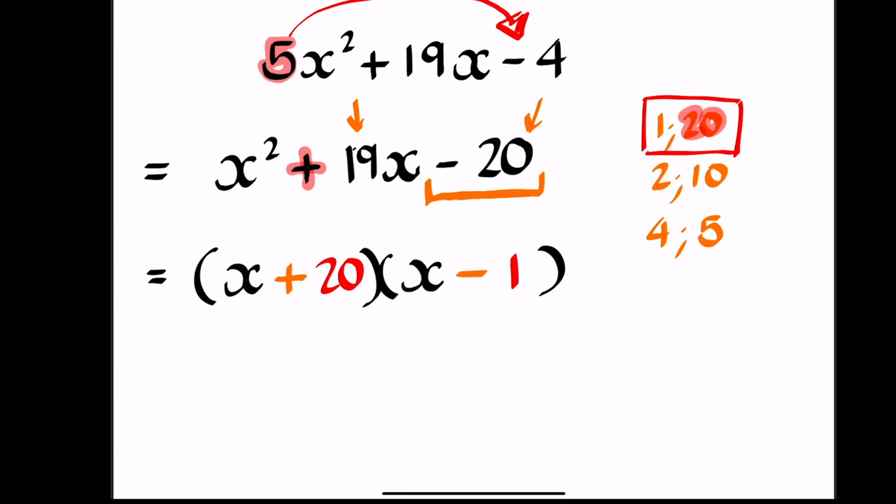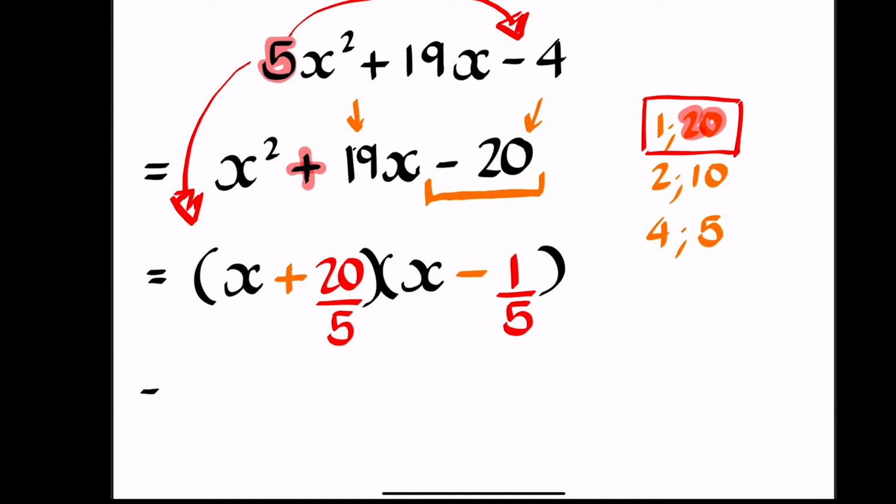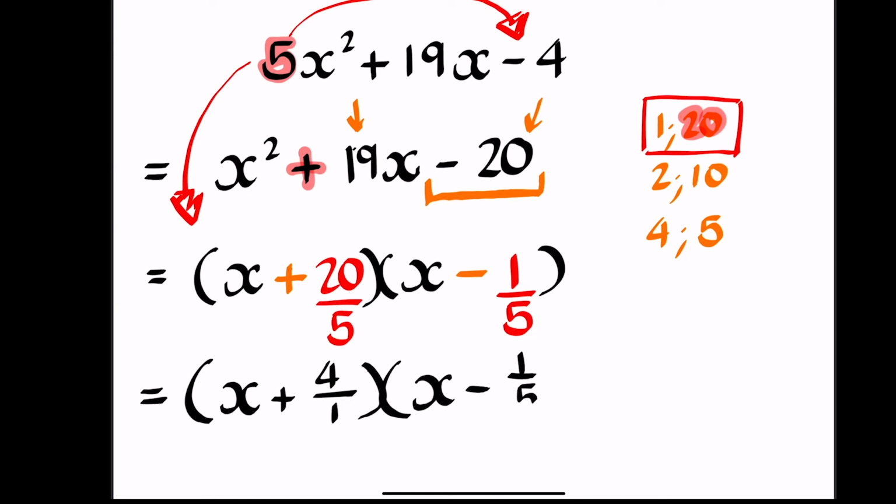So my first step is multiply the a with the c. Now what I'm going to do is take this a and put it back into these brackets as the denominator. So over 5, over 5. Now I'm going to simplify these brackets. So I'll have x, 20 divided by 5 is positive 4, but I'm going to keep it as a fraction, so I'm going to keep it 4 over 1, into x minus a fifth.